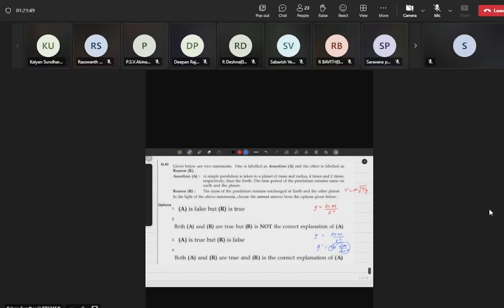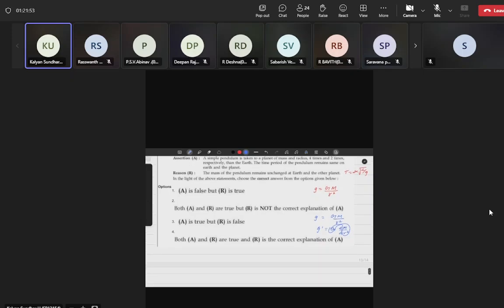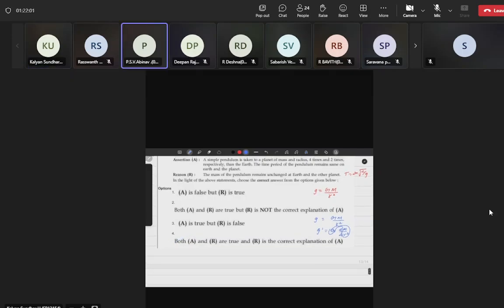Reason true. Both assertion and reason are true, and mass also remains the same. Explanation correct, sir? Correct, sir. So both A and R are true, but this is why it does not change: g is the same, because mass and radius change in the same ratio. What is same? Acceleration due to gravity is the same.